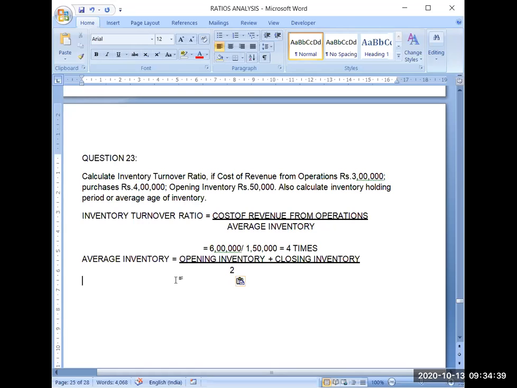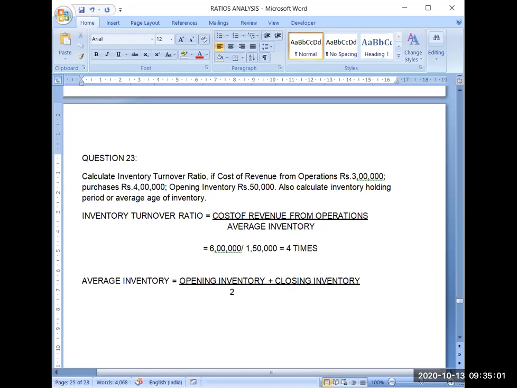but we can't calculate average inventory because the value of opening inventory is given, but closing inventory is not given. So with the help of the value of cost of revenue from operations, I will be able to calculate the value of closing inventory.